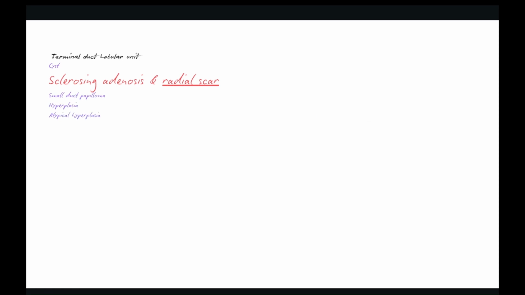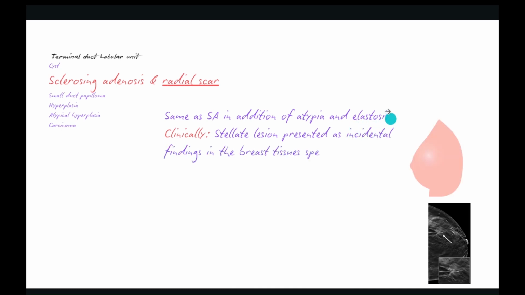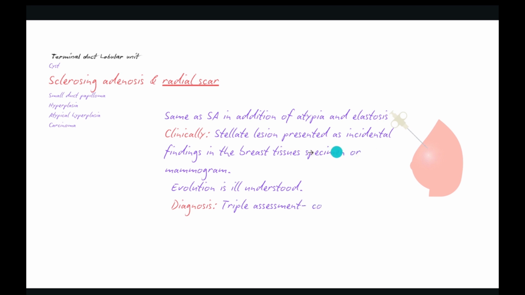There is a system for sclerosing adenosis, which is the radial scar. It is the same as sclerosing adenosis, in addition that there is atypia, and there are a lot of fibroblastic changes here, which will end up with elastosis. So it will give you a stellate lesion because of pulling of tissues around the area of the adenosis.